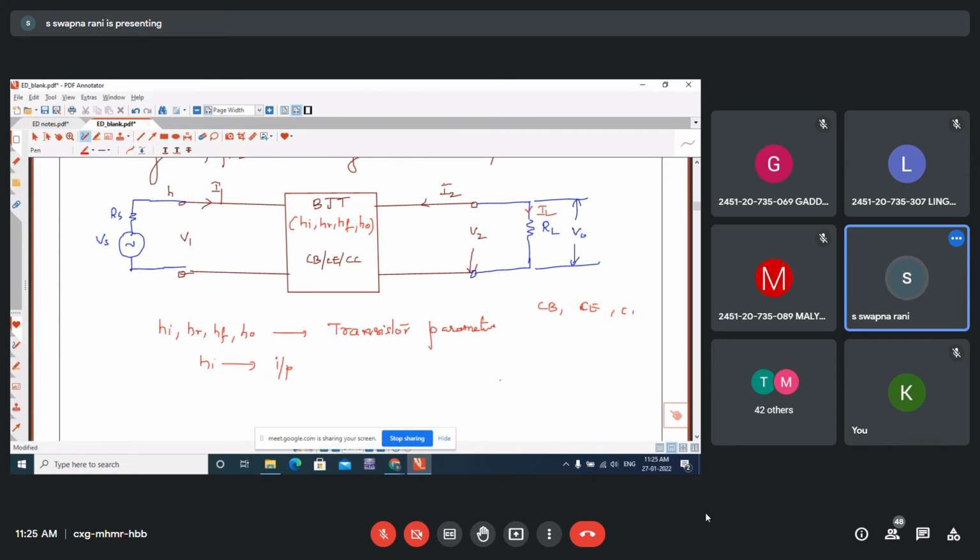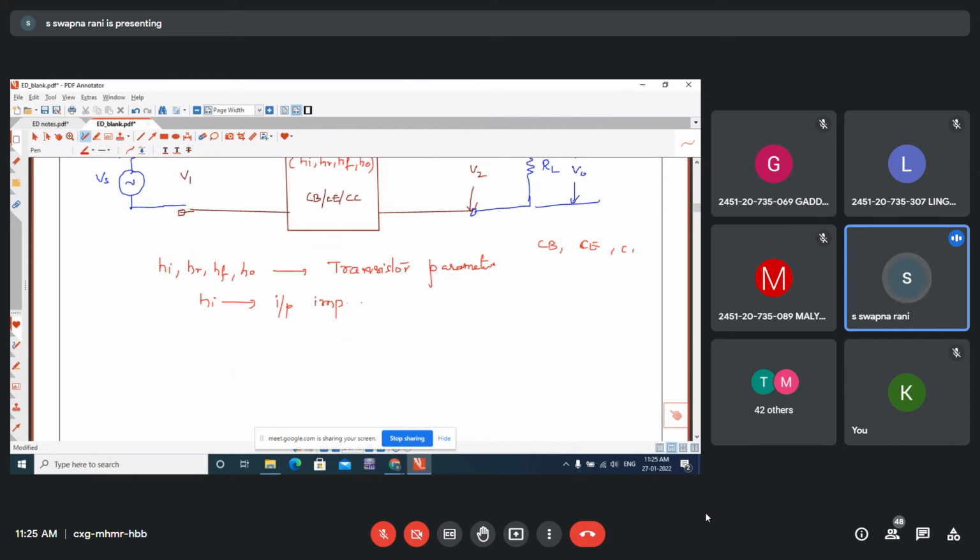So these are fixed. Here HI is the input impedance of the transistor, whereas ZI or RI is the input impedance of the amplifier.